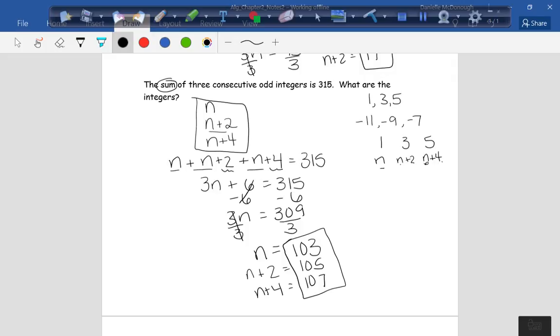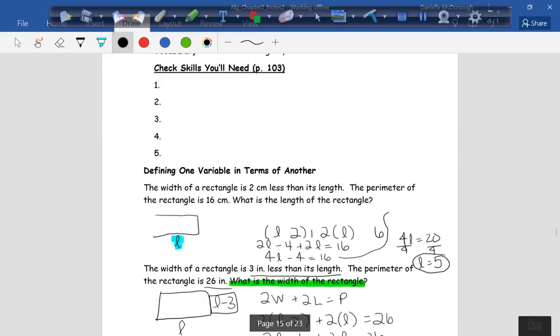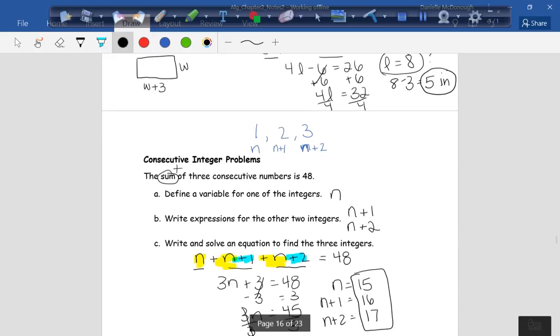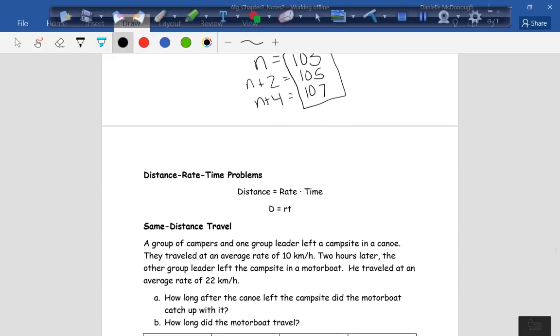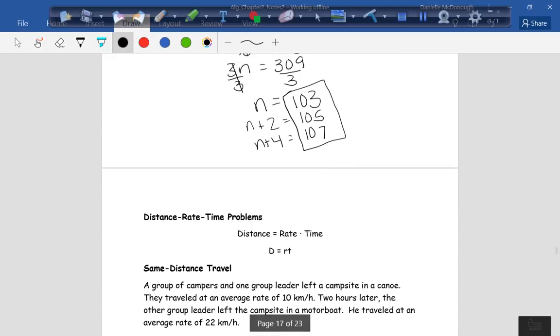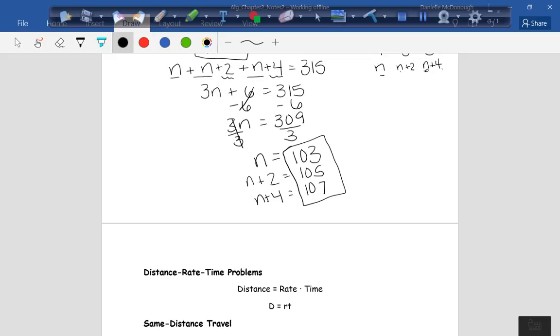I'm going to stop the video here. I'm going to do this in 2 parts this time because this right here is defining variables in terms of another, and then consecutive integer problems. The remainder of this is getting into distance, rate, time problems, and so I'm going to keep that as a separate video. So I'll post that one in just 1 second.